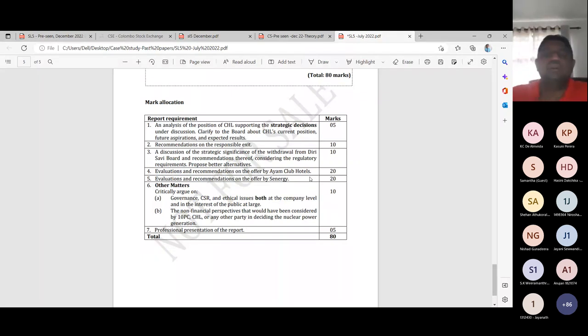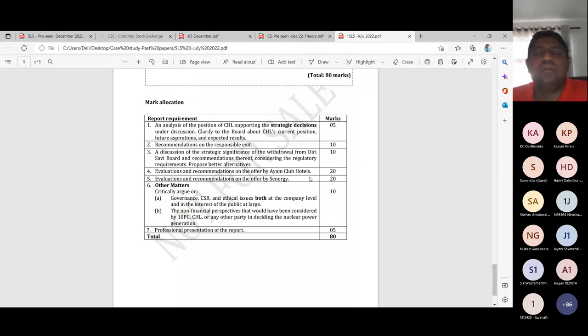So the devolution part, the devolution recommendation on the offer by Synergy, 20 marks. So in there you have to do both qualitative and quantitative analysis. For example, investment appraisal can be used as a quantitative analysis. At the same time, you have to look at the qualitative factors also.